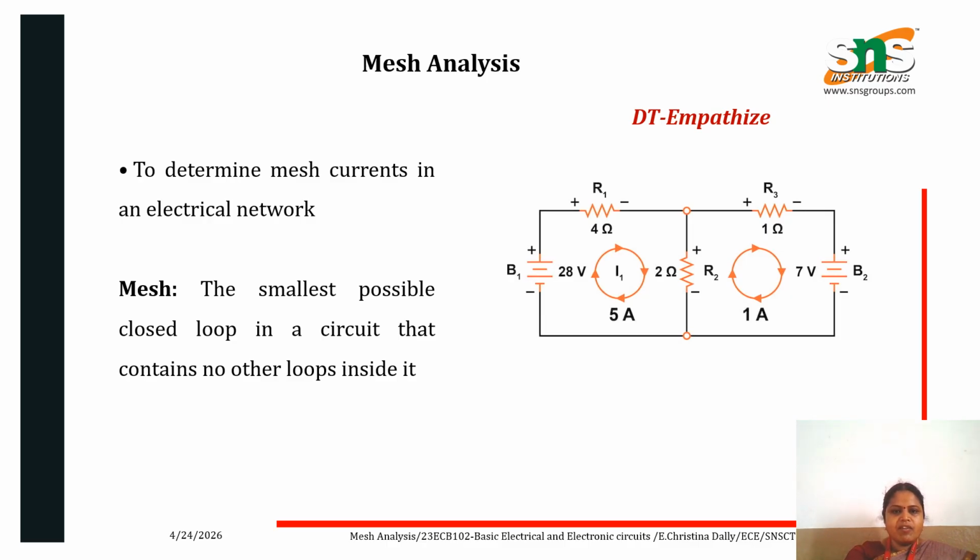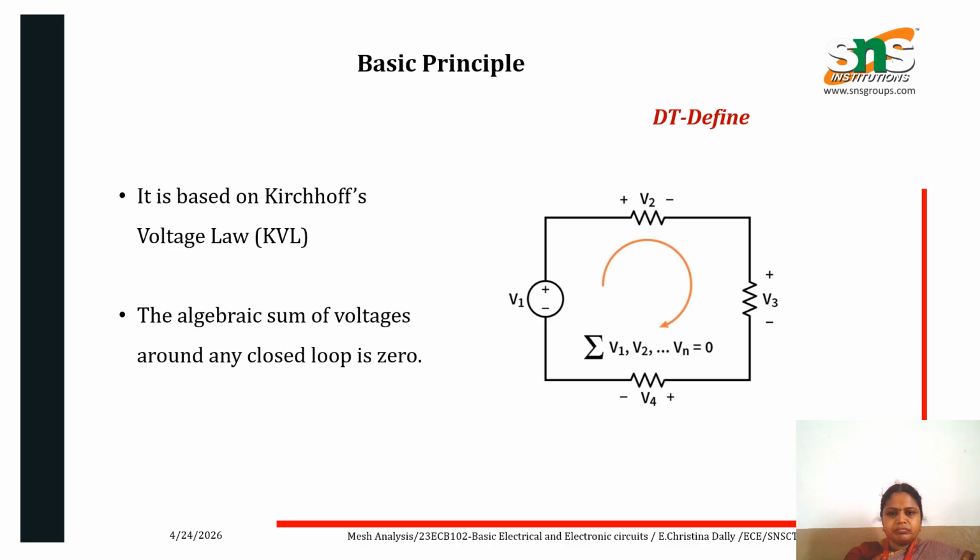In mesh analysis, we are going to determine the mesh currents in an electrical network. A mesh is the smallest possible closed loop in a circuit that contains no other loops inside it. Here we are going to consider only two meshes, that is I1 and I2. Here the resistors have been connected and we are going to find the closed loop in the circuit that should not contain any other loops. So that is termed a mesh.